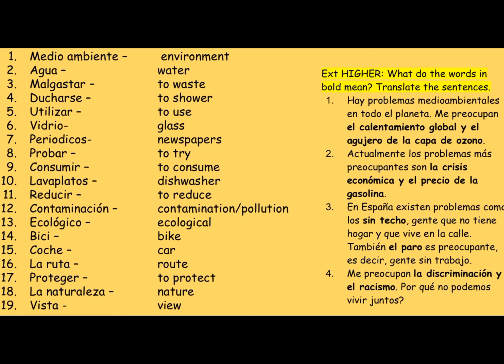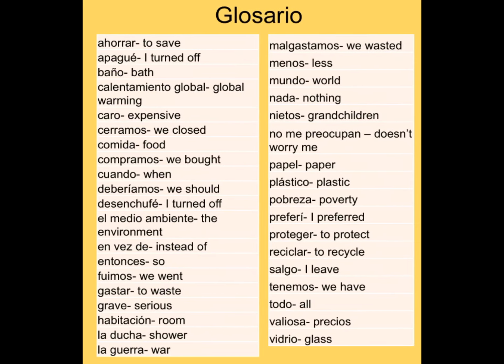Number 4, me preocupan la discriminación y el racismo porque no podemos vivir juntos. So again, it's that I'm worried about discrimination and racism. Why can't we all just live together? So at this point, it might be a nice idea for you to pause the video and just have a look at this glossary. So this is going to be really useful as we move on. You can always come back to this. You can make a note of these words. These are all of the really useful words to do with this theme.